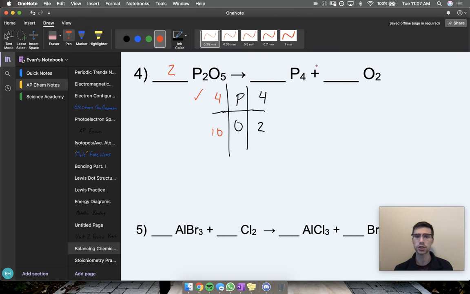But can we change our coefficient for oxygen? Well, if we have 10 on the left, we can multiply this by 5 here. And because our subscript is 2 after the oxygen, 5 times 2 is 10. So this is happy with a 2 here and a 5 in front of the oxygen, which means our coefficient in front of phosphorus would just be 1. So we get the coefficients 2, 1, 5 here for this decomposition of diphosphorus pentoxide.